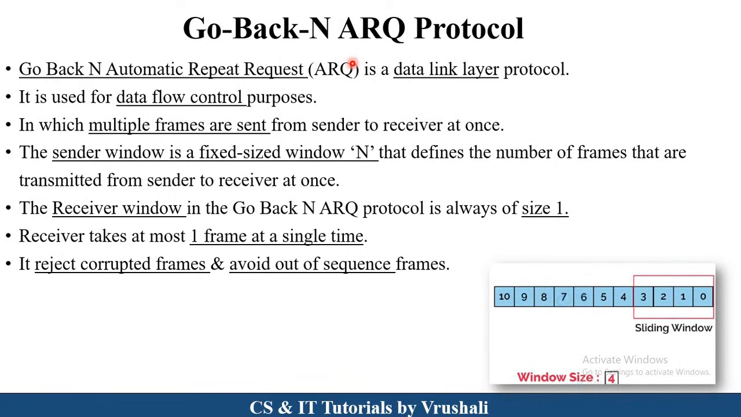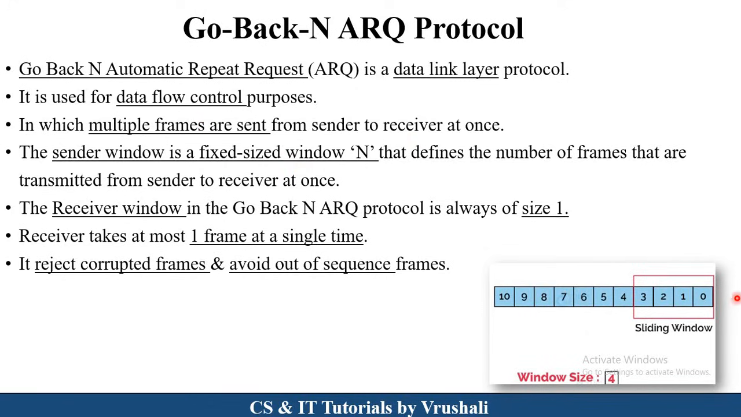Now, the first protocol, Go-Back-N, stands for Go Back N Automatic Repeat Request protocol. It works in the data link layer of the OSI model. It manages the complete communication between the sender and the receiver. Through this protocol, the sender sends multiple frames at the same time to the receiver. For that purpose, the sender has a fixed size window.